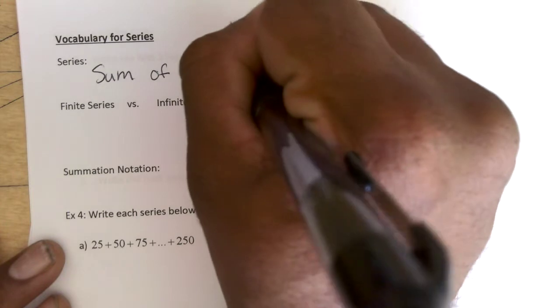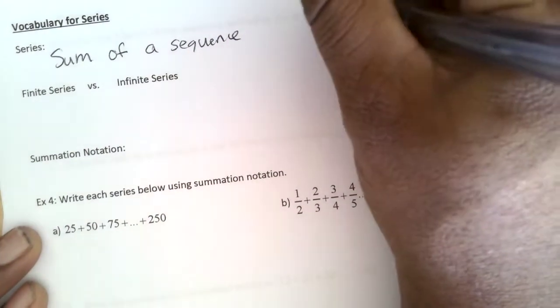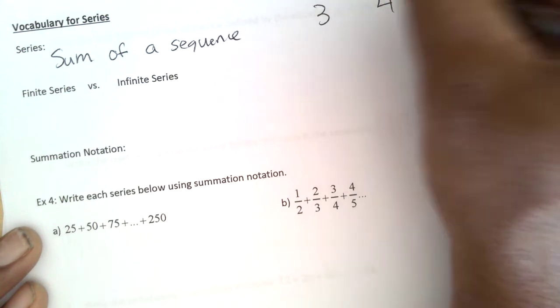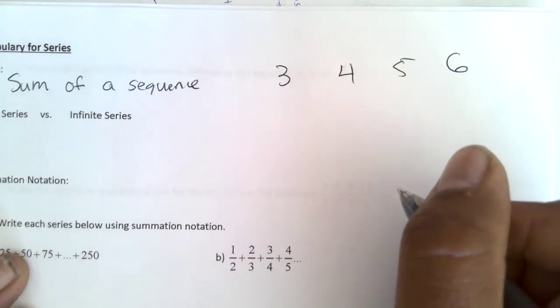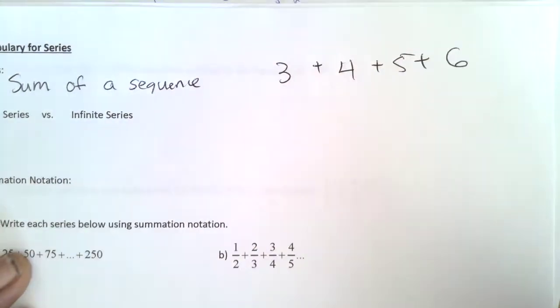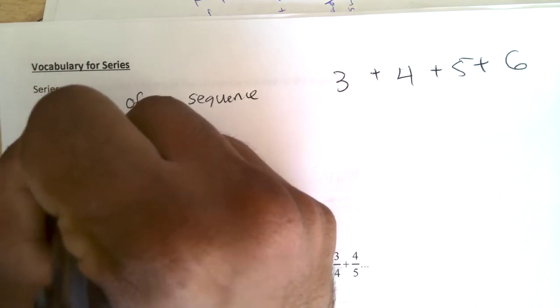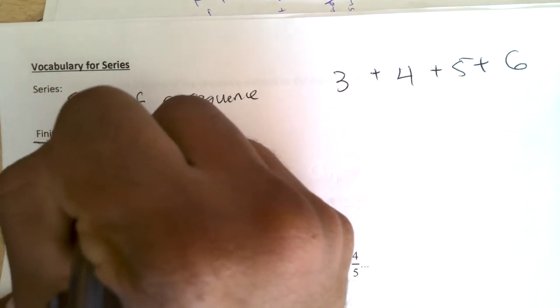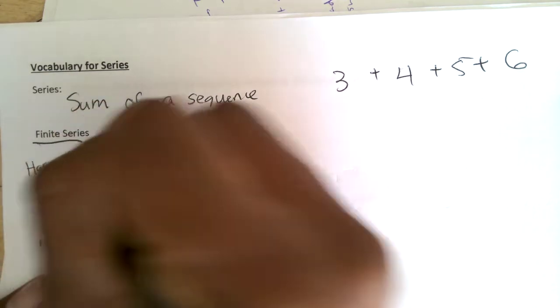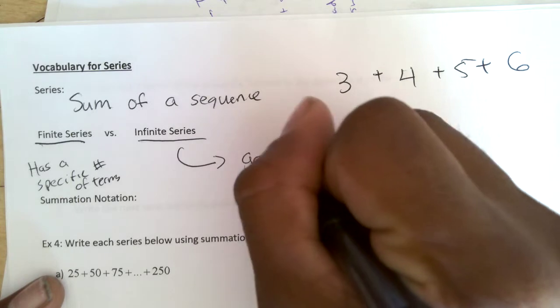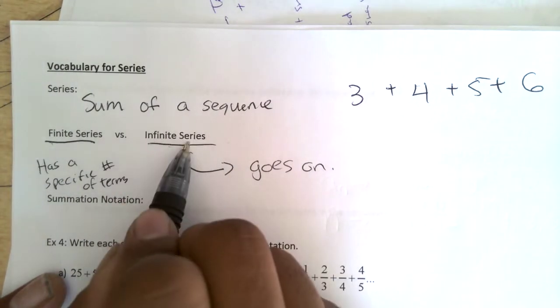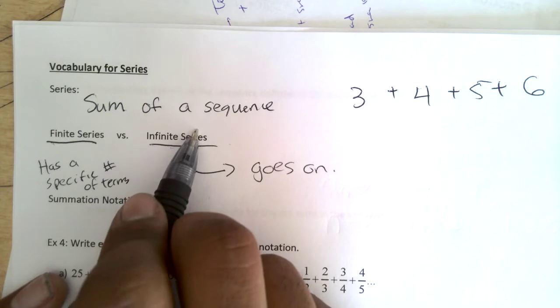So that takes us to, what is a series? Because I brought up this word. A series is going to be the sum of a sequence. So meaning if we had a sequence like this, it's a very, very simple sequence, this would be a sequence, but if we added them up, that becomes a series. So a finite series has a specific number of terms, versus an infinite series goes on. We will talk about how you find a sum of an infinite series, because it's not always infinity. Sometimes it is, sometimes it isn't.